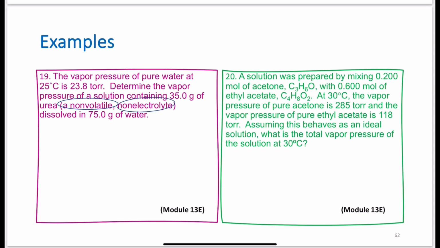And non-electrolyte. Why do I care that it's non-electrolyte? Because that means my i value is 1. That makes my math easier because my mole fraction for that species will not be multiplied by anything. It will just be 1. In order to find this, the pressure of my solution is going to be equal to the mole fraction of water times the pure vapor pressure of water. To find the mole fraction, I'm going to need the number of moles of water divided by the total moles of the system.